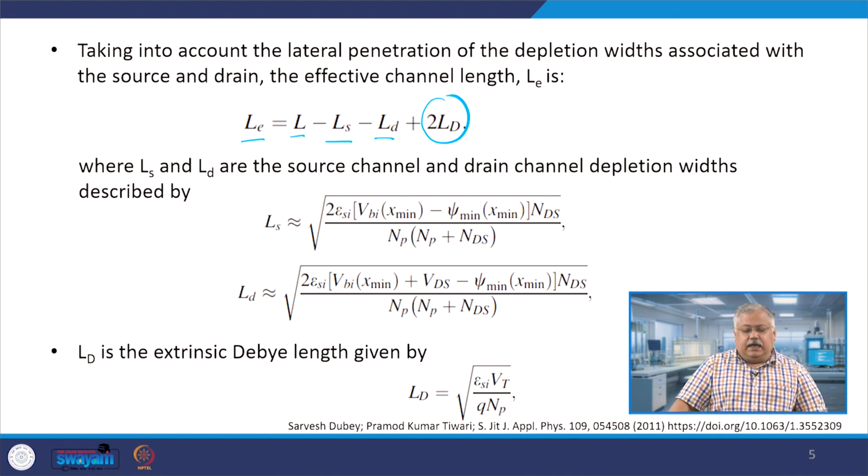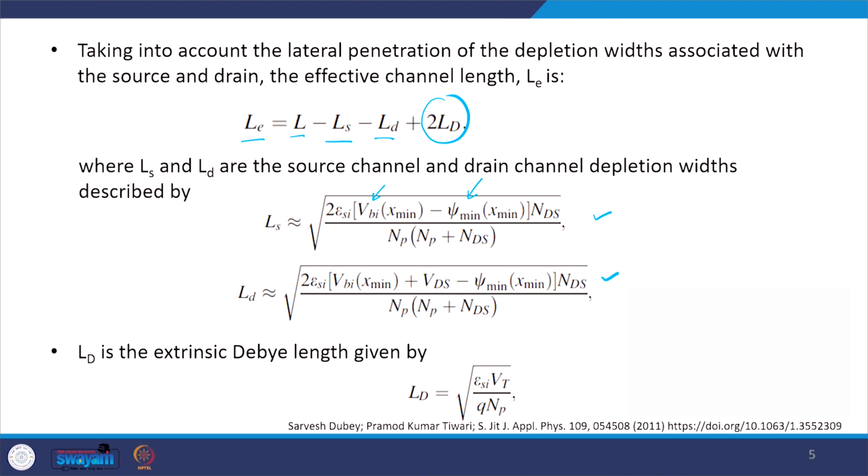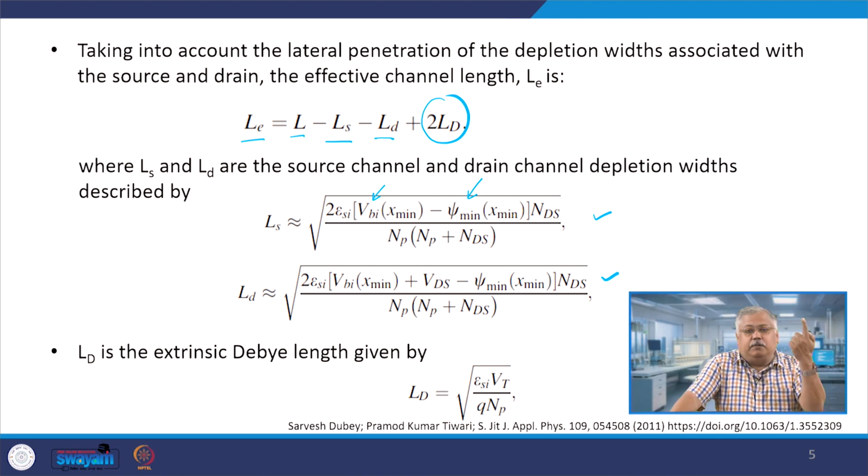Now, LS and LD are given by these two formulas here, and they depend upon the built-in voltage and the minimum surface potential which you see as you move from source to drain. The subtraction of that will give you the value of the effective voltage seen, and this basically comes from, you remember, the width of the depletion region in a PN junction diode. When you discuss it, the formula is actually coming from that particular point, right. NDS is basically the drain-source number of charge carriers, NP is the number of effective charge carriers in the P region.